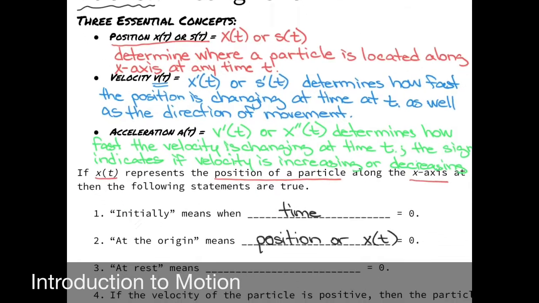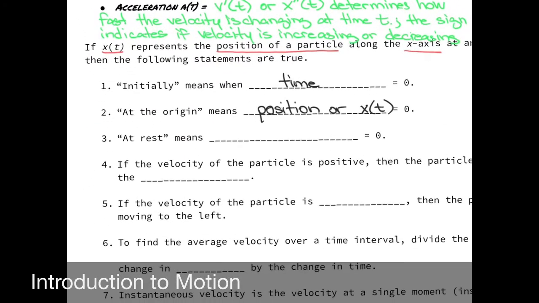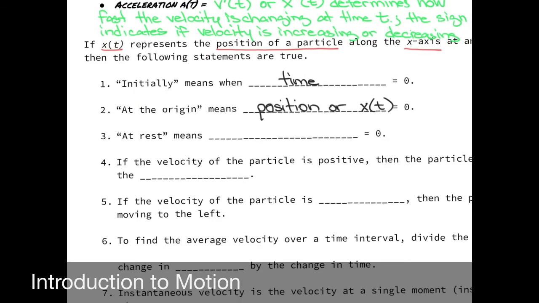Okay, let me scroll this down a little bit. Whoa, here we go. Now, at rest indicates when the velocity is equal to 0. So rest means that the velocity is 0.